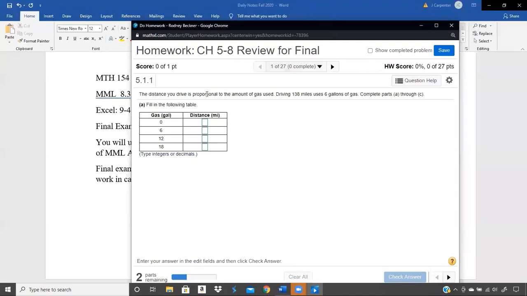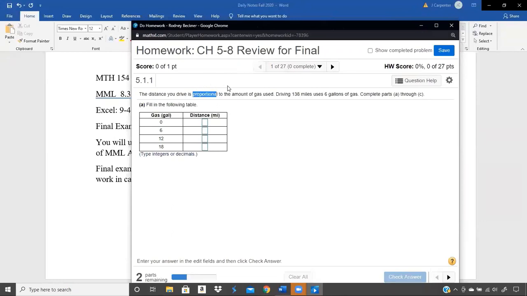So the distance you drive is proportional, which means if one thing doubles, the other doubles, to the amount of gas used. Now remember, the word proportional by itself is what means if one thing doubles, the other thing doubles. We can throw in other words like inversely proportional, which actually means as one thing doubles, the other halves. Or we could throw extra words in there like it's proportional to the square, and then it's completely different. They can vary with square roots, squares, all sorts of other things. But always said it's proportional, so as one thing doubles, the other doubles.